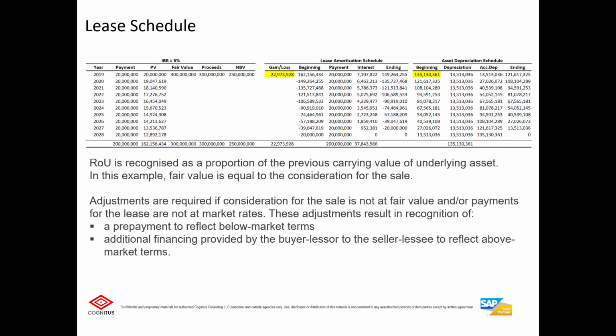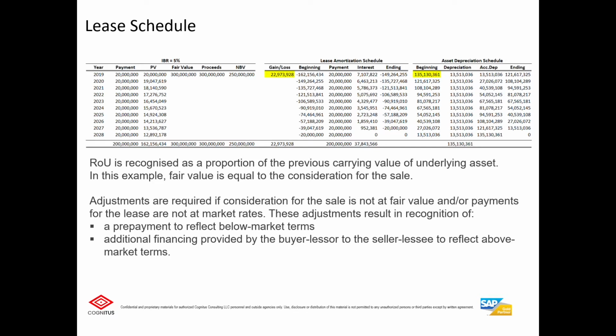The first is the portion relating to the right to use the aircraft retained by the seller-lessee, and the second portion relates to the buyer-lessor's right in the underlying asset at the end of the leaseback, which will be calculated as the sale value, which is 300 million, minus the present value of lease payments, 162,156,434, divided by fair value 300 million and multiplied by 50 million, which is equal to 22,973,928.